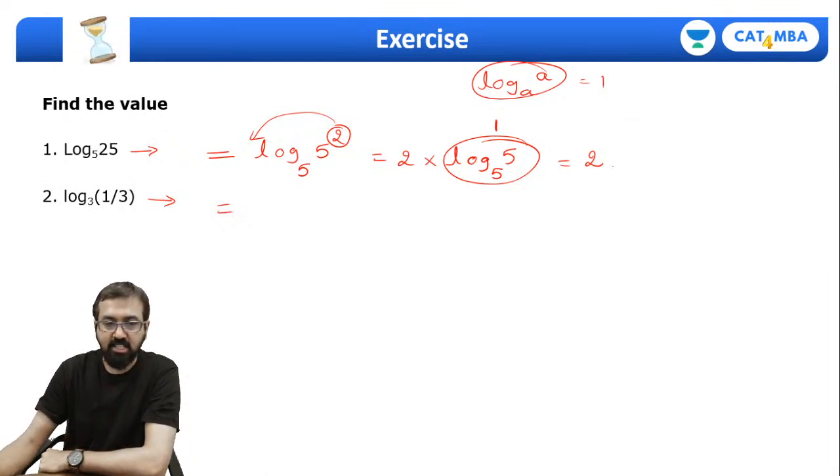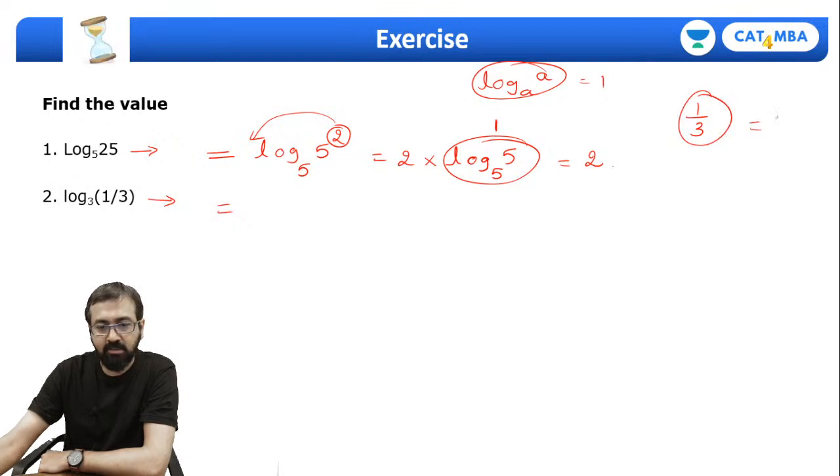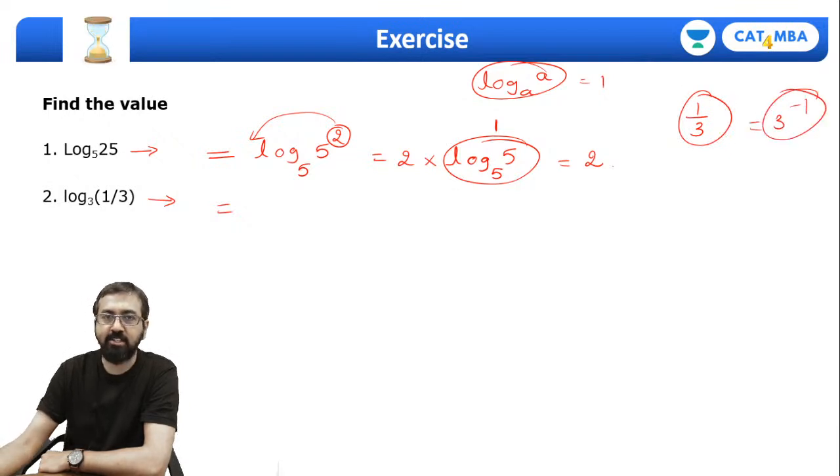Write the answer in the answer box. So now this question can be solved in 2 different ways. See, you know 1 by 3 is nothing but 3 raised to minus 1. Can we write it this way? Yes. So you can write this as log of 3 raised to minus 1 with base 3.